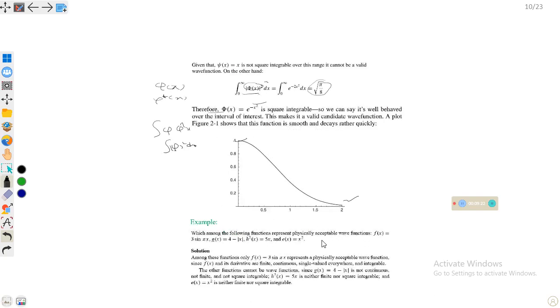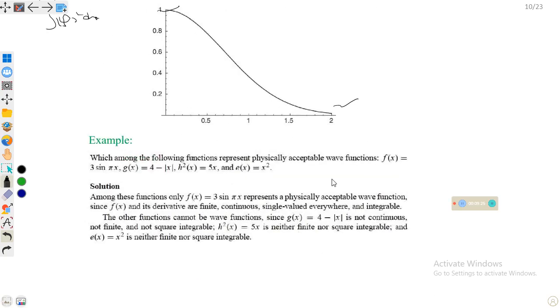Similarly we have other graphs. You can see that f of x equal to 3 sin pi x is a continuous graph, so 3 sin pi x is a continuous wave function. This one, 4 minus hx, is not continuous, not finite and not square integrable. Similarly, h square x equal to phi x is neither finite nor square integrable because h will be equal to square root of phi x, so for negative values of x it will give imaginary values. Similarly, for e of x equal to x square, this is neither finite nor square integrable.